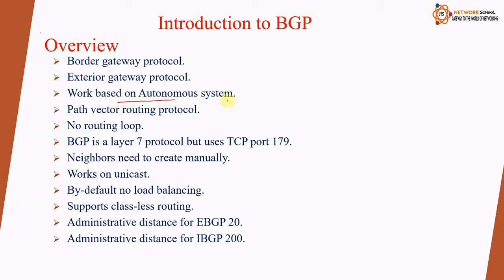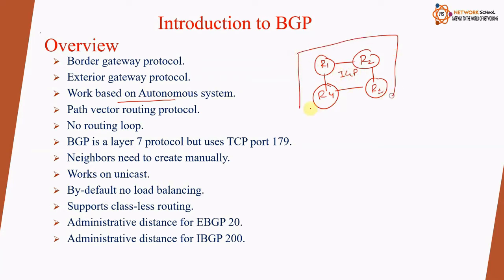BGP works based on autonomous systems. Guys, you might have studied in basic CCNA that an autonomous system is nothing but a collection of devices under a single administrative domain. So let's say we have router R1 here, router R2, router R3, and router R4. These four routers are connected, and I have an IGP protocol running in between. So this is a collection of devices under a single administrative domain. Let's say the administrative domain is 100. So the autonomous system is 100.